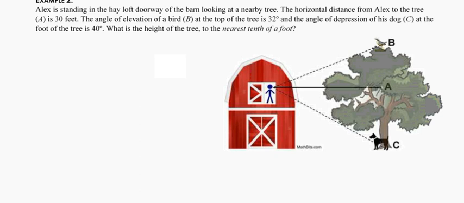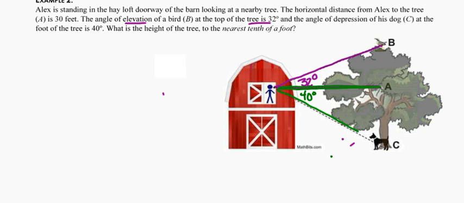This one's a little bit trickier in that we actually have to label the diagram. It hasn't been done for us. So the angle of elevation from Alex up to the bird in the top of the tree. Remember that for all of your angles of elevation and depression, one of the sides of your angle must include a horizontal segment. So the angle of elevation is going to be from Alex looking up, and that's the piece that's 32 degrees. The angle of depression is going to be from that horizontal piece looking down, and that degree measure is 40 degrees.